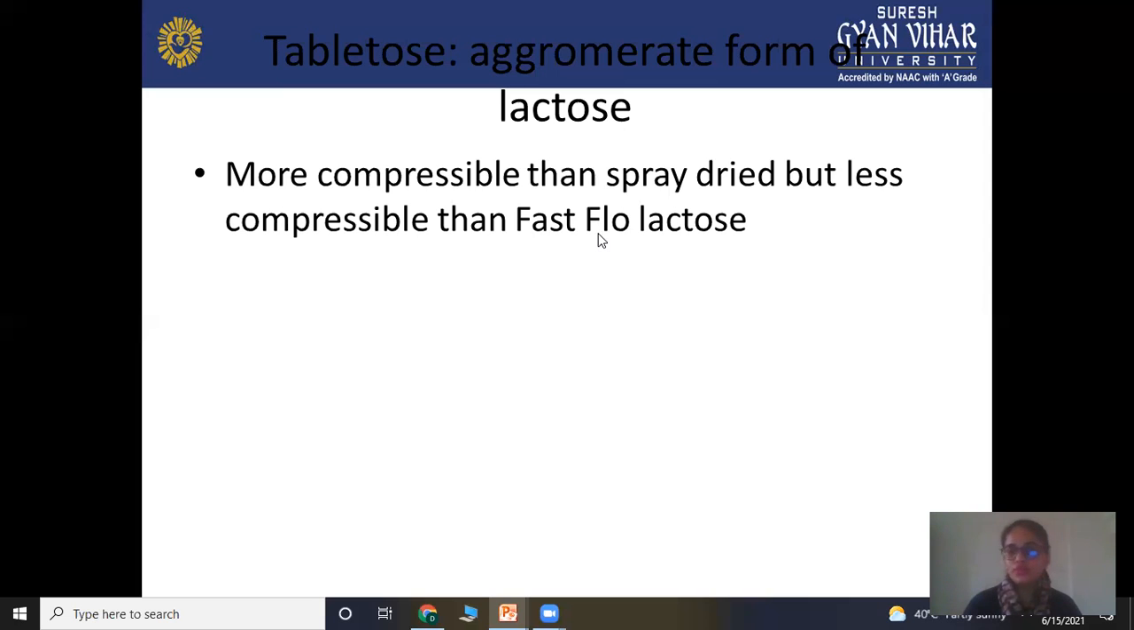When you compare all these four types of lactose, the lactose, spread right lactose, fast flow lactose, and taptose, you can say that fast flow lactose is very good. It has good compressibility and also sufficient hardness. This is all about the different types of lactose, how you modify lactose according to requirement, and the different grades of lactose.